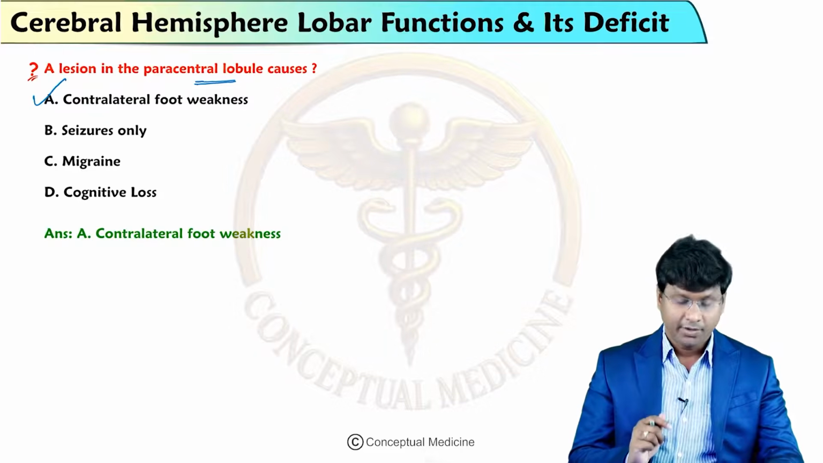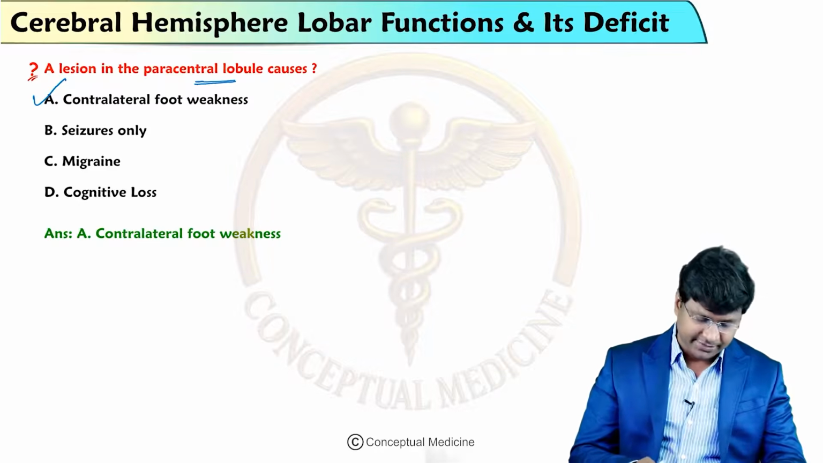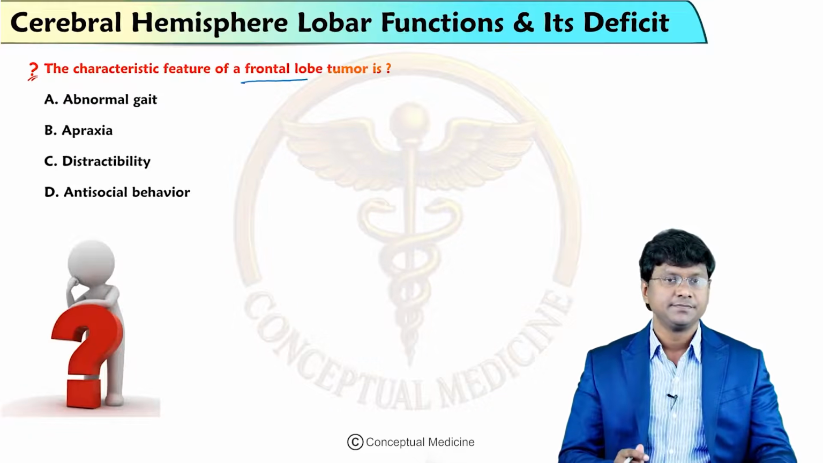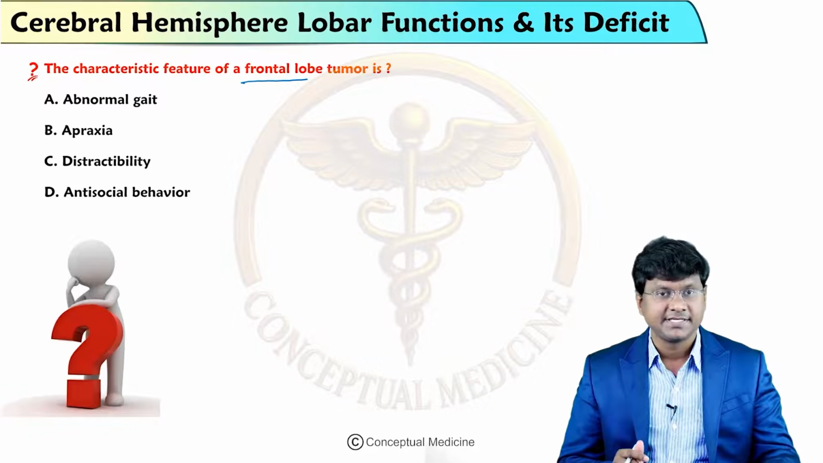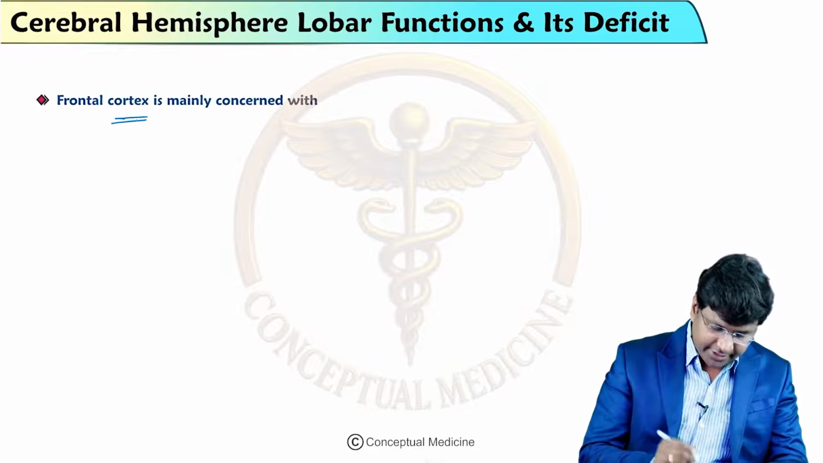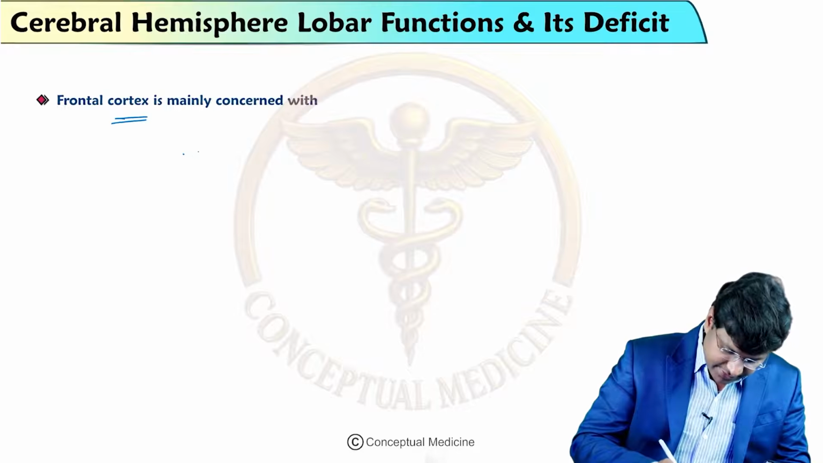Now, whenever the frontal lobe is damaged, what will be the features? You see the question: the characteristic features of a frontal lobe tumor are abnormal gait, apraxia, distractibility, antisocial behavior. So, take the frontal cortex. The frontal cortex is mainly concerned with motor function.